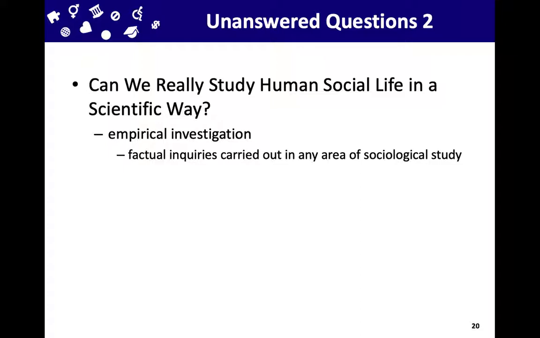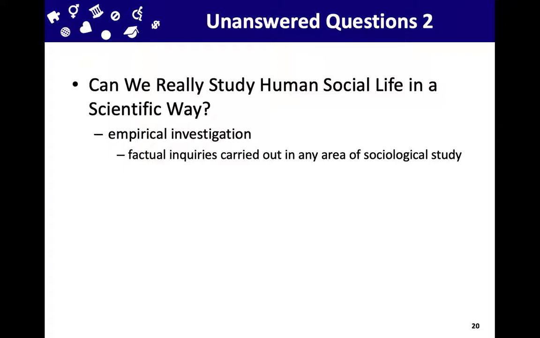Unanswered question number 2. Can we really study human social life in a scientific way? When we look at this, the questions a researcher asks are different depending on the approach taken. Specifically, are we looking from the functionalist perspective, conflict, symbolic interaction, etc.? A rational choice set of theorists asks different questions, and they develop different explanations for why social life happens. But when research is grounded in facts and data, all of those perspectives can cooperate together.